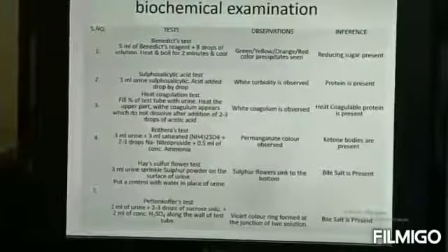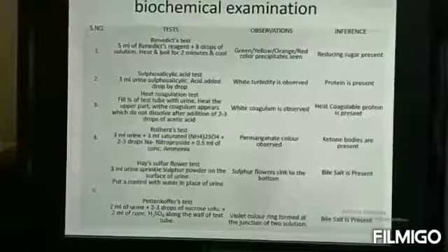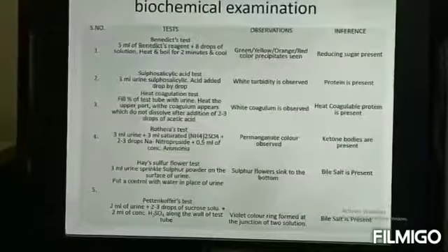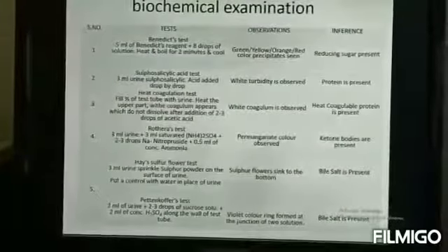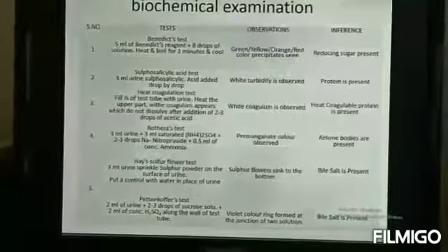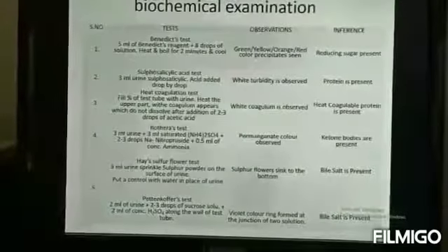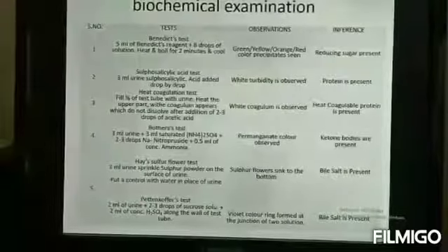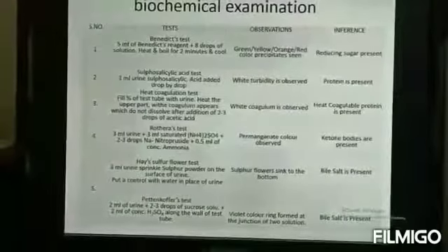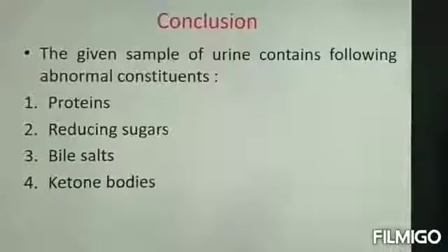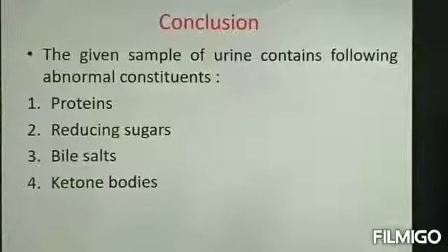This is the table for biochemical examination: test for protein, test for reducing sugar, test for ketone body and test for bile salts. You have to perform only this much testing for the abnormal constituents. After performing the tests, you have to write down the conclusion.